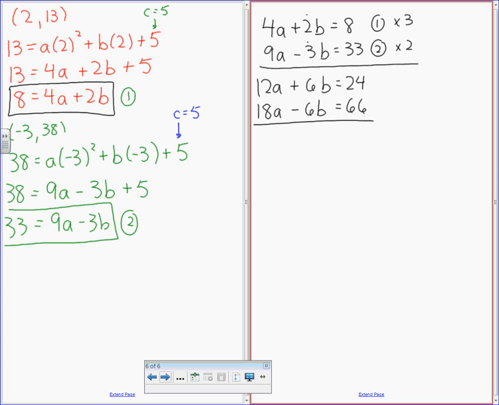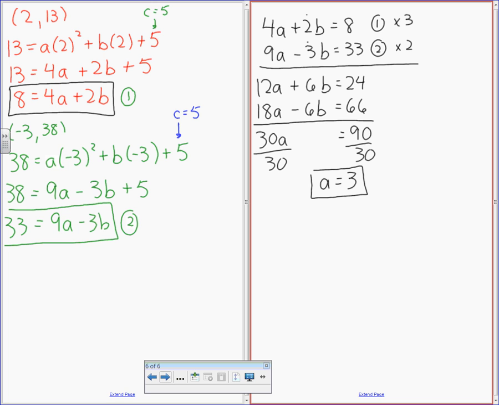All right, Emily, if you can add up and down for me now, please. 12a plus 18a is? Okay, good. 30a. 6 minus 6 is nothing. And 24 plus 66 is? 90. Okay, things are looking good. Divide by 30. And you get a equals 3.